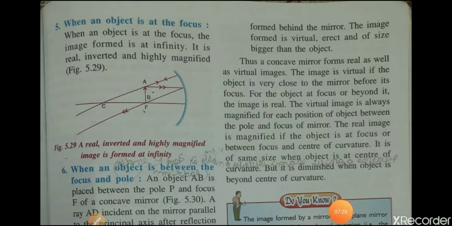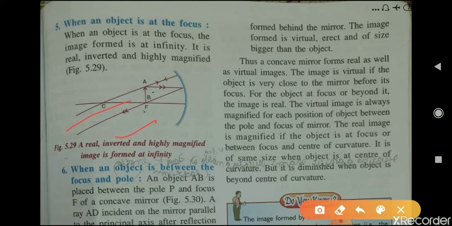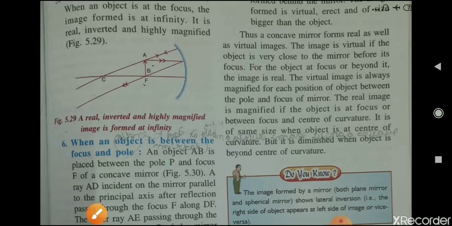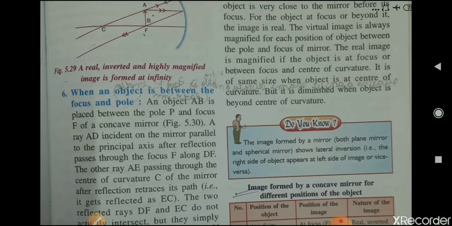Okay, now fifth is when the object is at the focus. So when the object is at the focus, here you can see, the image is formed at infinity. As you can see here, the rays do not meet anywhere, so the image is formed at infinity and it is a real, inverted, and highly magnified image.